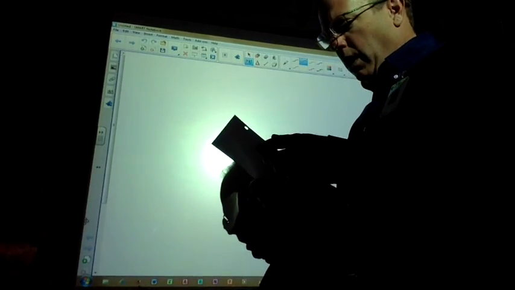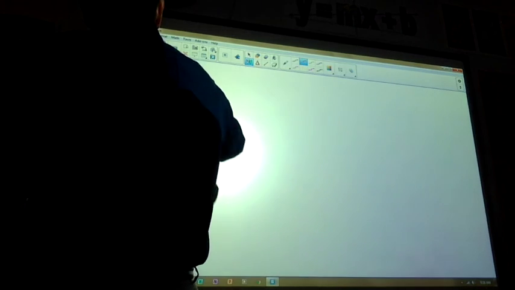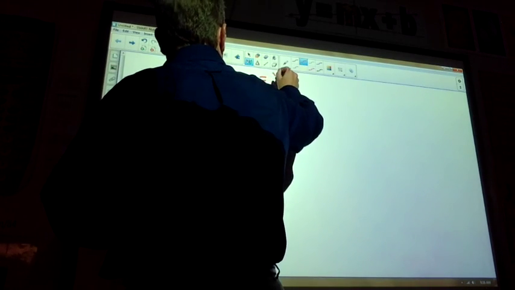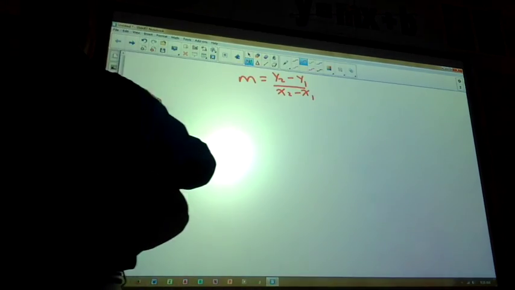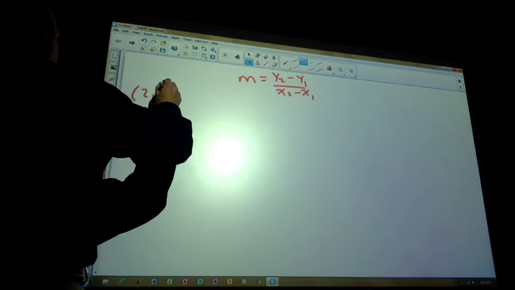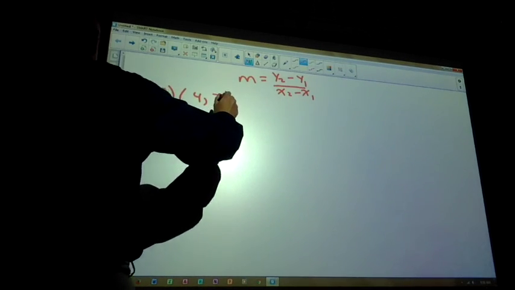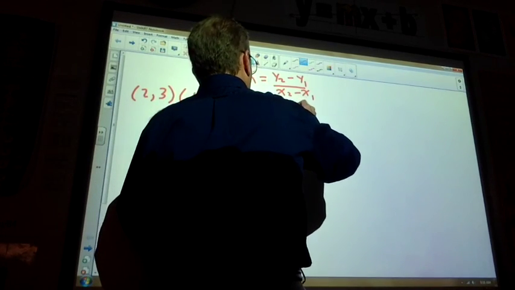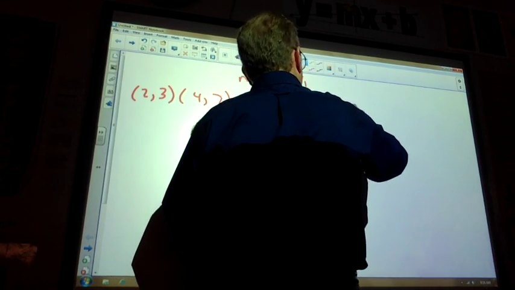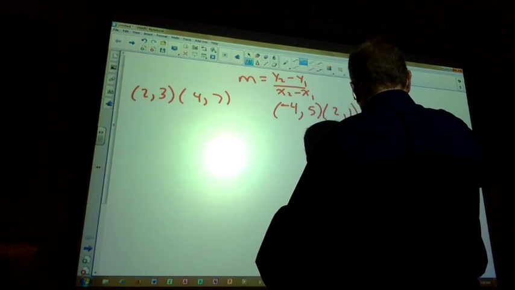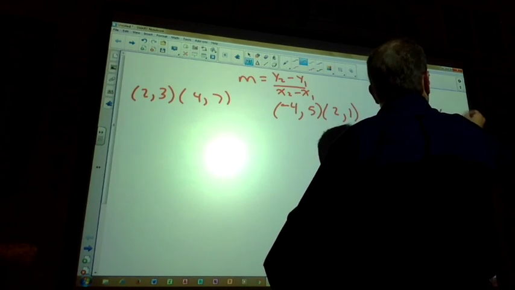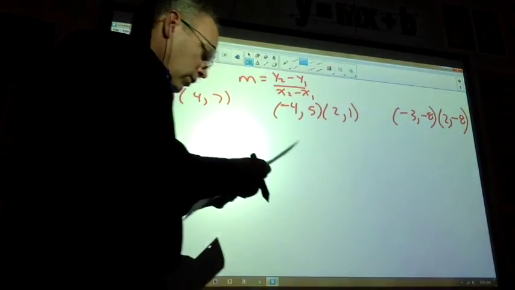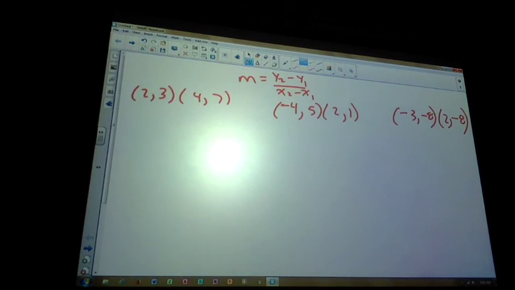So 5a, first one, they want us to find the slope, so we're using our slope equation, which is always a consistent common thing. So problem number 1, we have the points 2 and 3, 4 and 7. And then problem number 2, we have the points -4, 5, and 2, 1. And problem number 3, we have the points -3, -8 and 2, -8. So that's problems 1, 2, and 3. And then they want us to tell if it's increasing or decreasing.